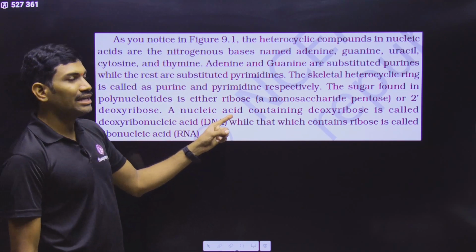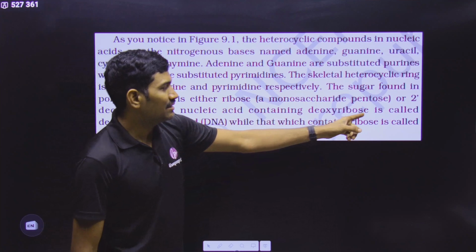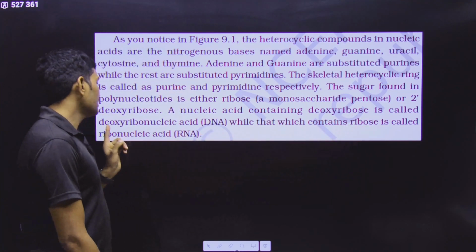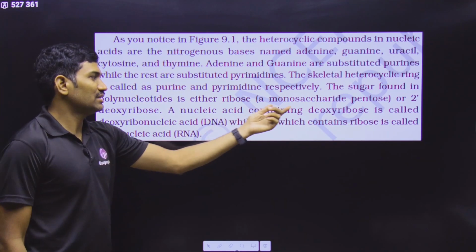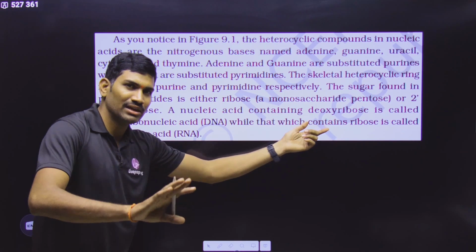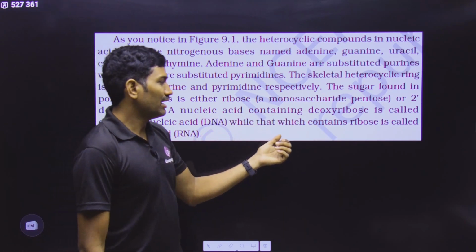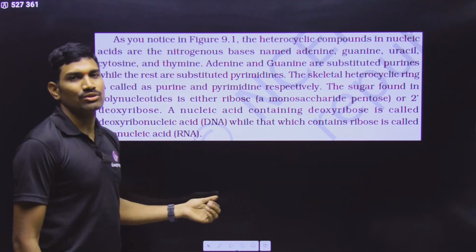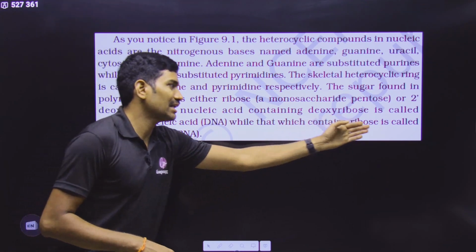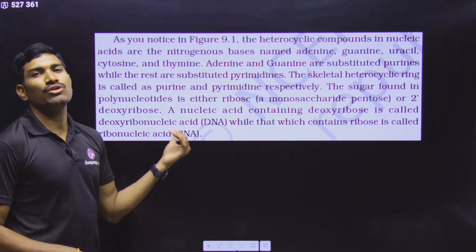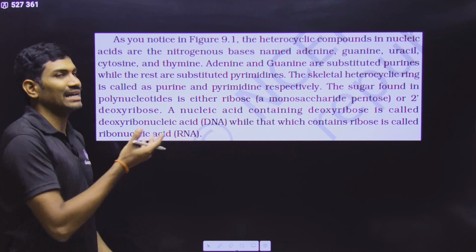Next one, a nucleic acid containing deoxyribose is called deoxyribonucleic acid. That means the deoxyribose sugar containing nucleic acid is deoxyribonucleic acid. In short, it is DNA. While the nucleic acid containing ribose sugar is called ribonucleic acid. In short, it is called RNA.